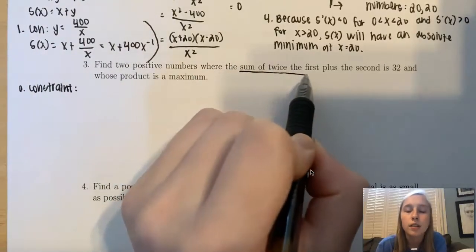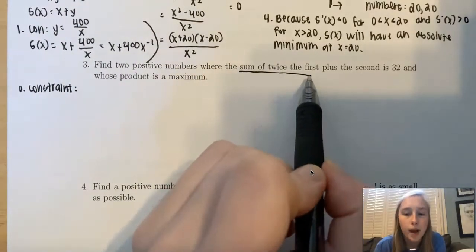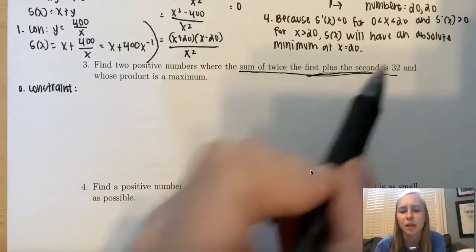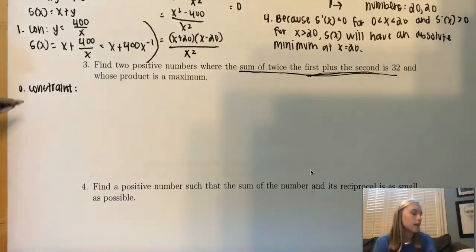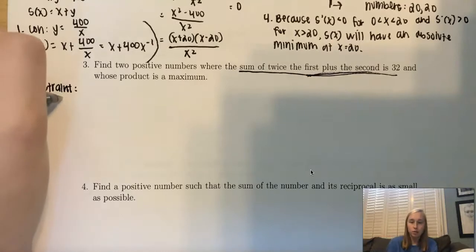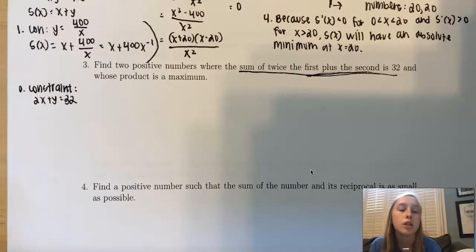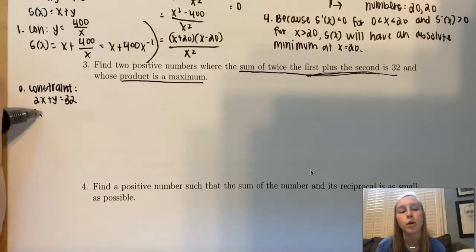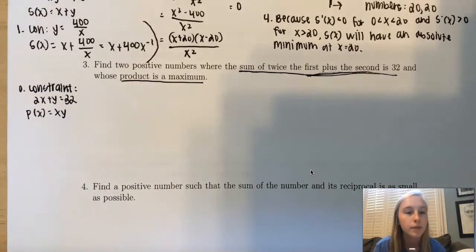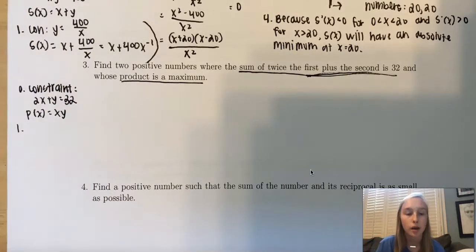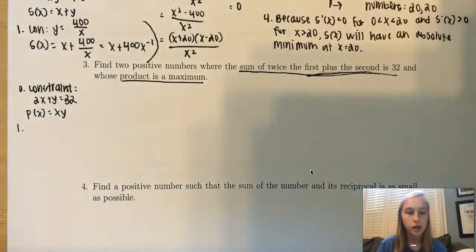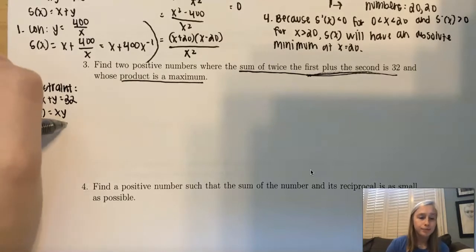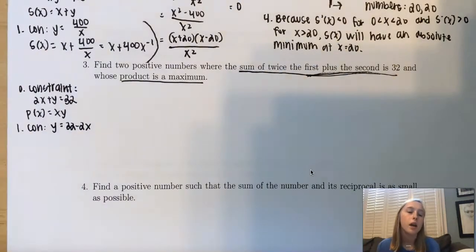In this case, the constraint is a little more complicated, but still not too bad. Sorry for my weird underline. So in this case, the constraint is the sum of twice the first plus the second number equals 32, which is 2x plus y equals 32. Sometimes it takes a minute to translate words into algebra, but you guys can do it. And once again, we're solving for a product. So x times y.